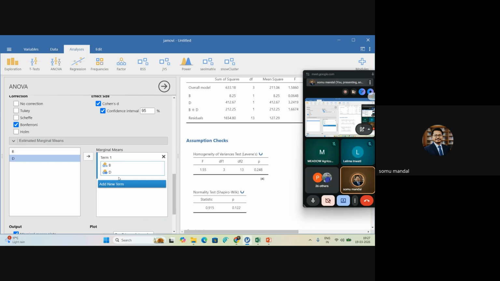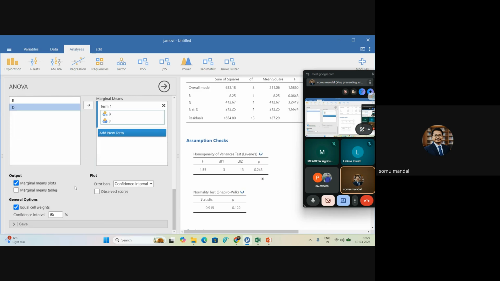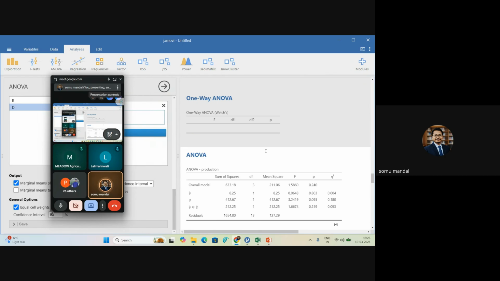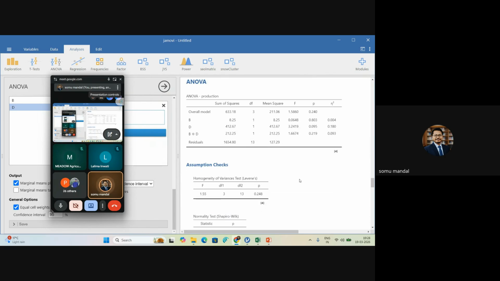Marginal mean also. Consider the error bars also. So you can find out this particular analysis. So this is called the two-way analysis. Whenever you have two independent variables, two-way analysis; three variables, three-way analysis.